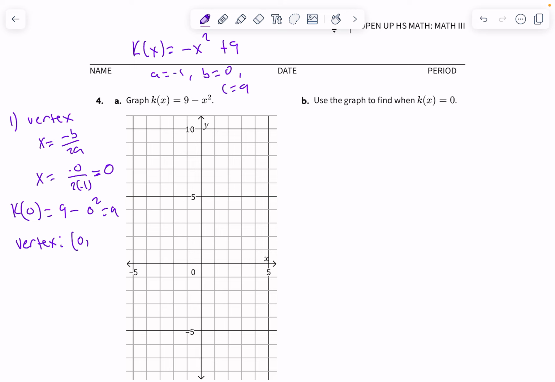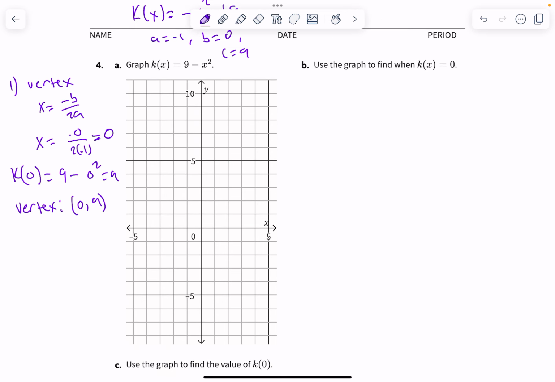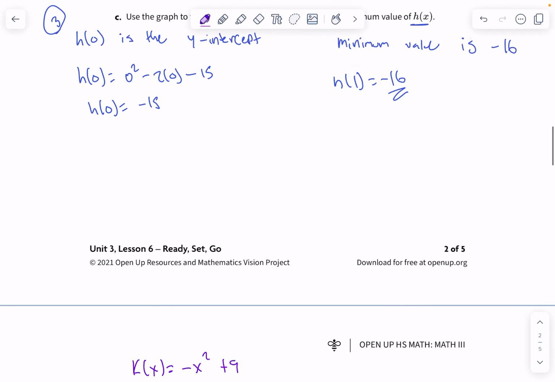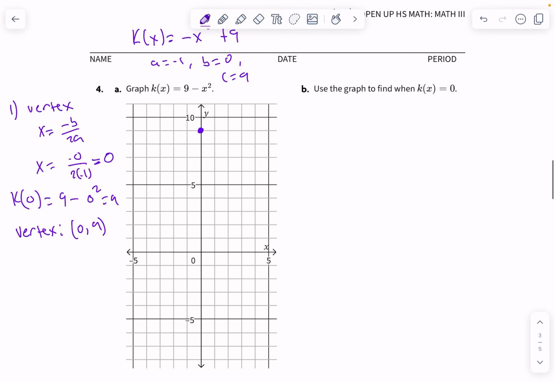0, comma 9. Okay? So then 0, comma 9, let's grab that point right here. That's my first point. Okay? Now, step 2. What did I say earlier? Is that we have to find the roots. Okay? So that's literally question B.